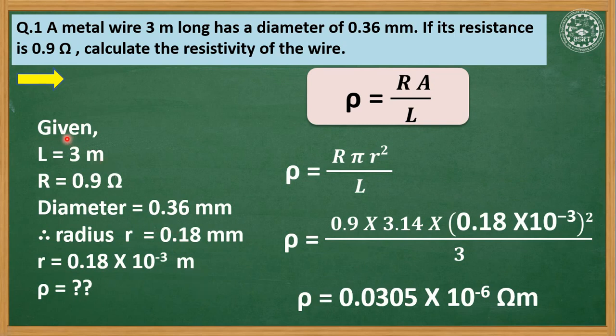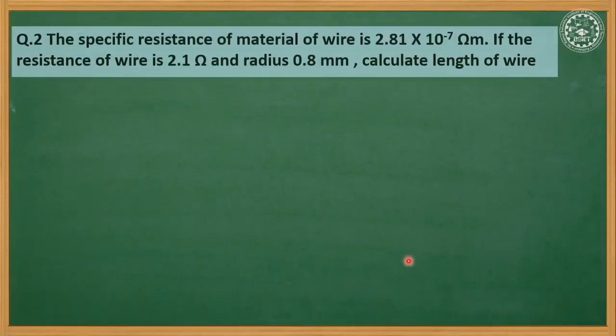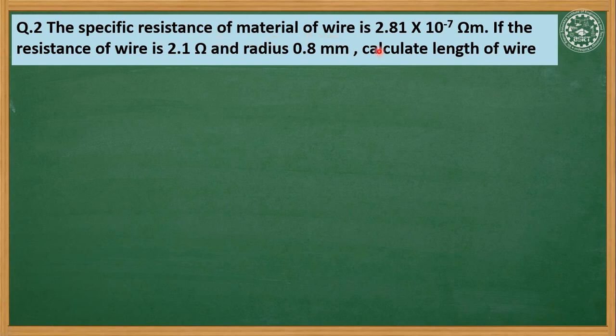So in this way you can solve the example. First, identify what is given in the example, which terms are given, then identify what is to be calculated, then write down the proper formula, put the values in the formula and come up with the correct answer. Okay, the second example, the specific resistance of a material of wire is 2.81 into 10 raised to minus 7 ohm meter. If the resistance of a wire is 2.1 ohm and radius 0.8 mm, calculate length of a wire. Simple example, maximum for 2 marks.